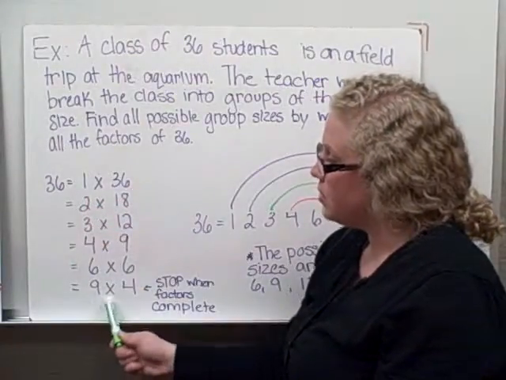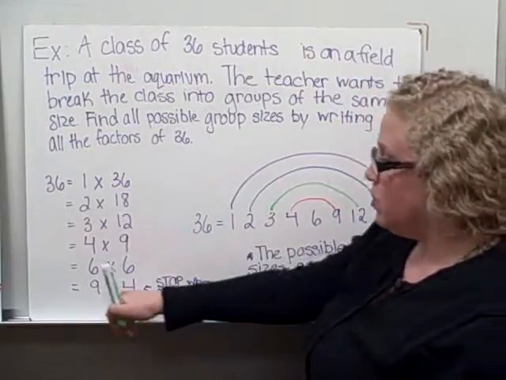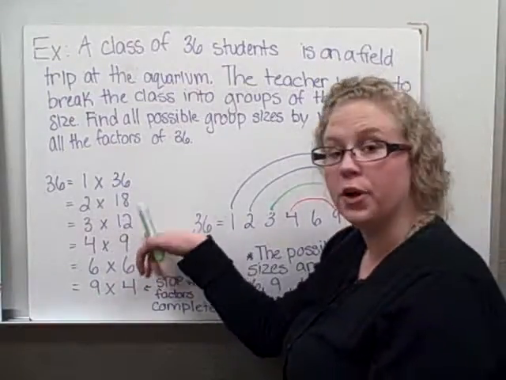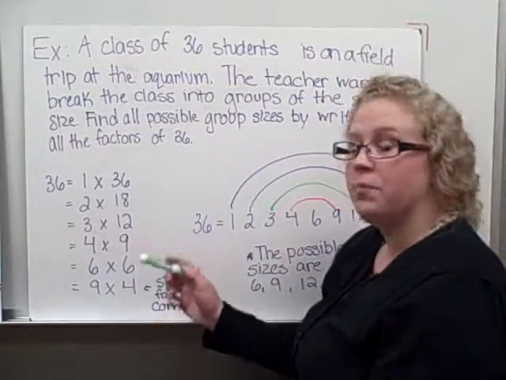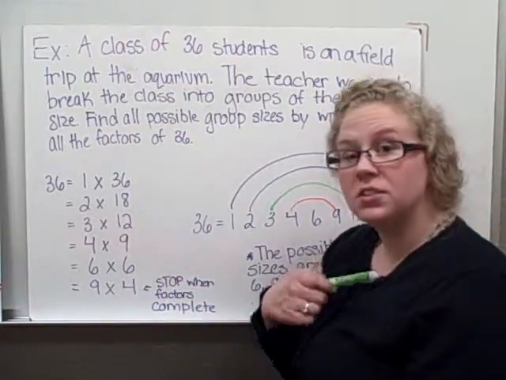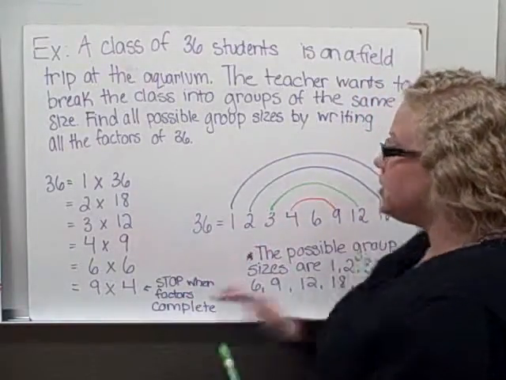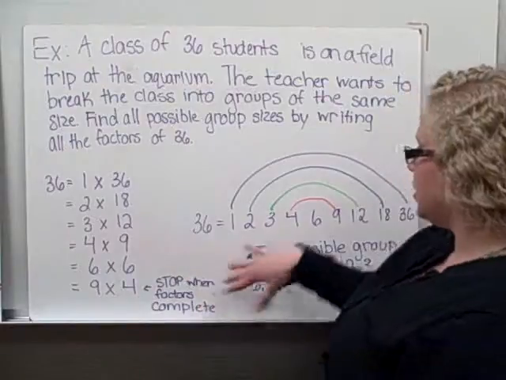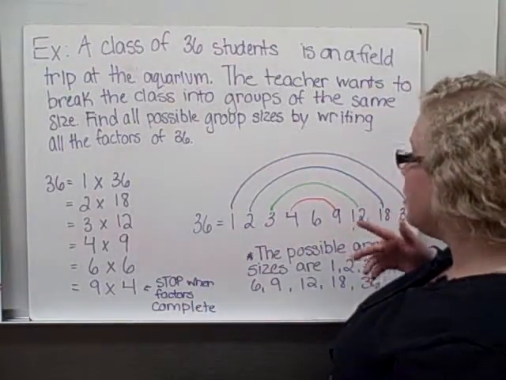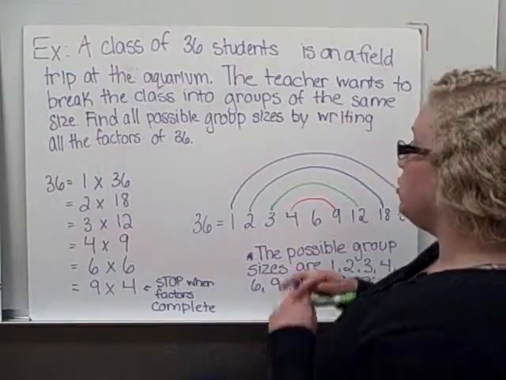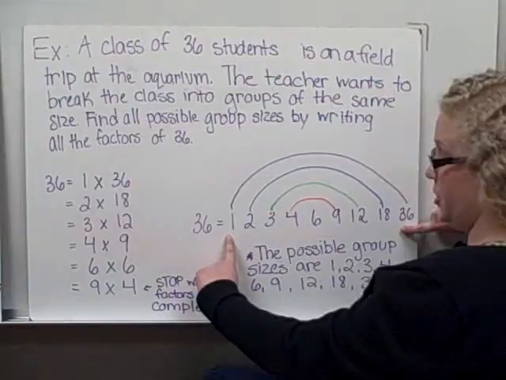Now if you go to write the next number that comes up, it's going to be 9 times 4. And you see that we've already written 9 times 4 up here, just in a different way. So this is one method to use. I personally love using the rainbow method. The rainbow method organizes it pretty much the same way, but it lets you connect the factors that are multiplied together. So how you want to start writing this is 36 equals 1 and 36.